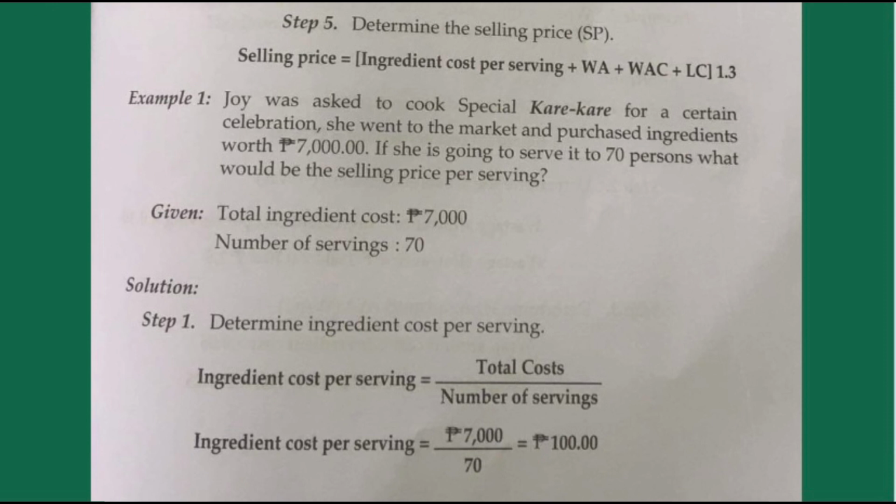Example 1. Joy was asked to cook a special kare-kare for a certain celebration. She went to the market and purchased ingredients worth 7,000 pesos. If she is going to serve it to 70 persons, what would be the selling price per serving? Given: total ingredient cost 7,000, number of servings 70. Solution. Step 1. Determine ingredient cost per serving. Ingredient cost per serving equals total cost divided by number of servings. 7,000 divided by 70 equals 100 pesos.